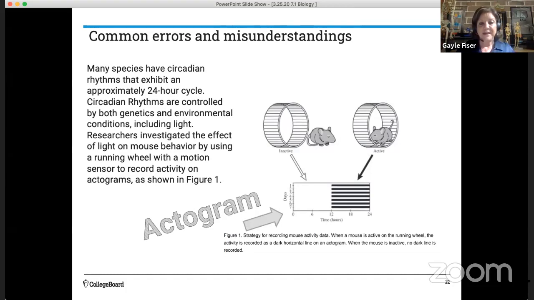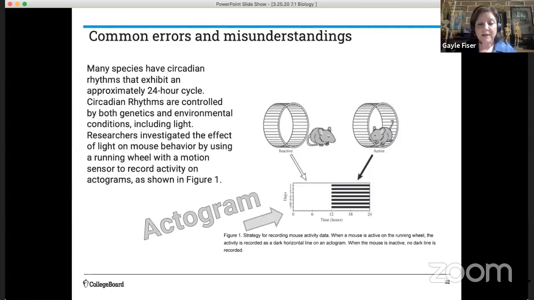Now, if you've never seen an actogram, my kids had never seen an actogram before this day either. And there's going to be an exam where there is a new type of graph or diagram, something you've never seen before. And your job is to interpret it. Once you have that skill set, you can transfer it from one diagram, table, or graph to another.